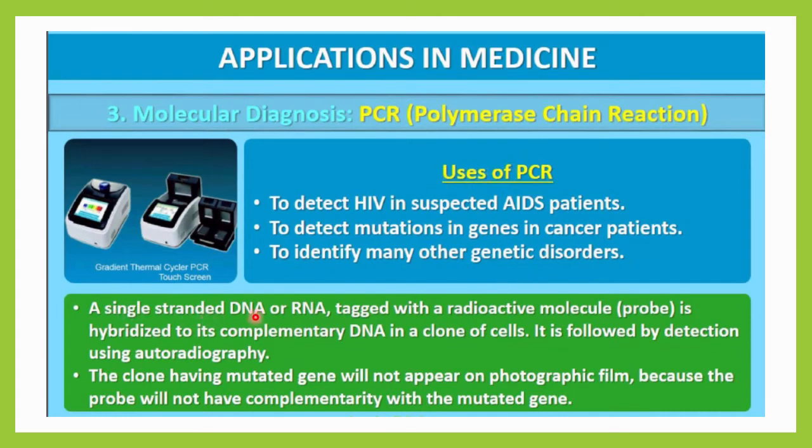In this technique, a single stranded DNA or RNA tagged with a radioactive molecule is called a probe. It is hybridized with its complementary DNA in a clone of cells, followed by detection using autoradiography. The clone having the mutated gene will not appear on the photographic film, because the probe will not have complementarity with the mutated gene, and as a result we can diagnose the disease.